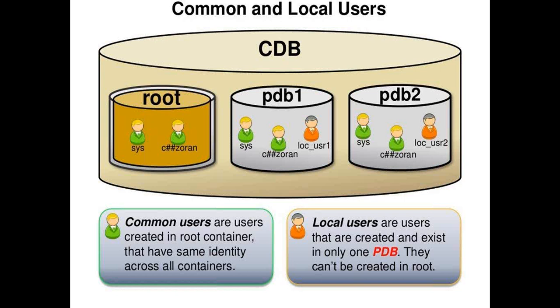So C## is the syntax to create a user which is common among all pluggable databases. Okay. So common users are the users created in root container that have the same identity across all containers. Okay, and local users are the users that are created inside the independent pluggable databases, and they can't be created by root user. Okay, so C##Zoran is the user which is created inside the main container database, which is present inside pluggable database 1 as well as pluggable database 2.